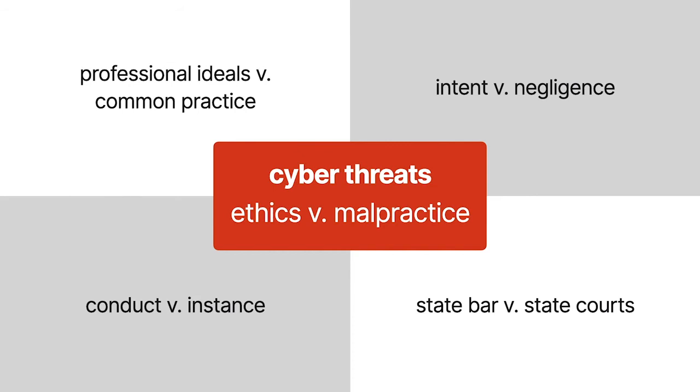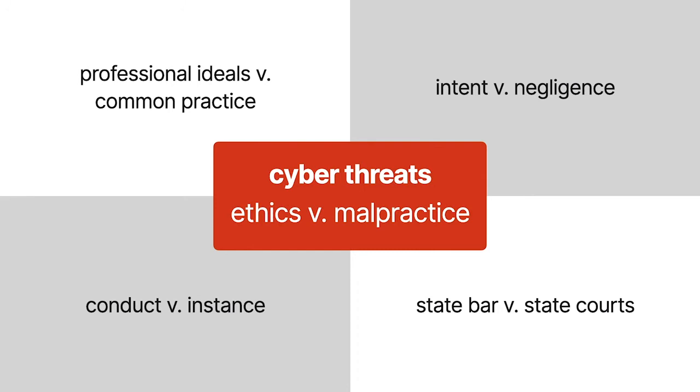Ethics violations generally involve intent. Malpractice is negligence-based, so it's a mistake. Ethics involve typically a course of conduct, not just one instance, whereas malpractice claims are the other way. They're based on one instance, and if you have a continuing course of conduct of negligence, you're going to be exposed to multiple malpractice claims.